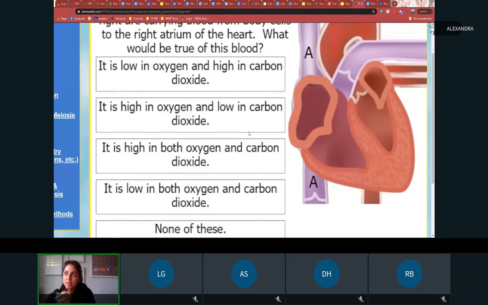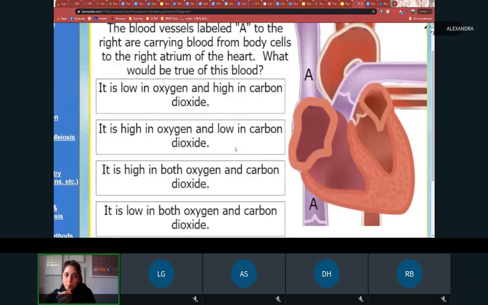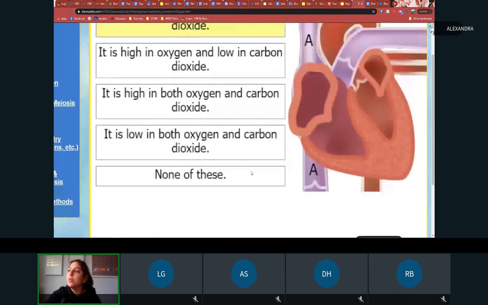Yes. Okay, we've got high in carbon dioxide and low in oxygen. So let's try that. And that was correct, right?